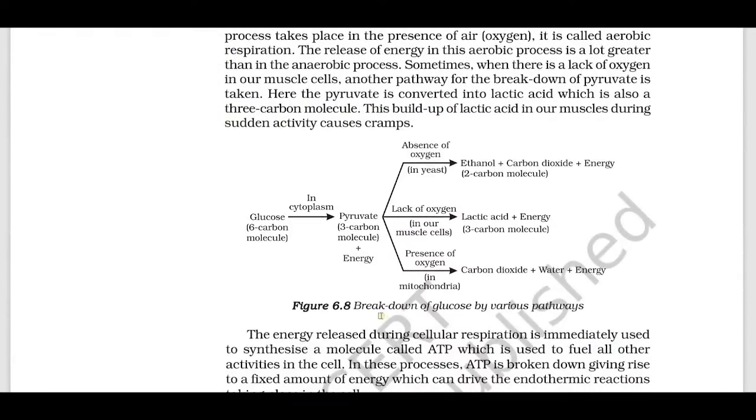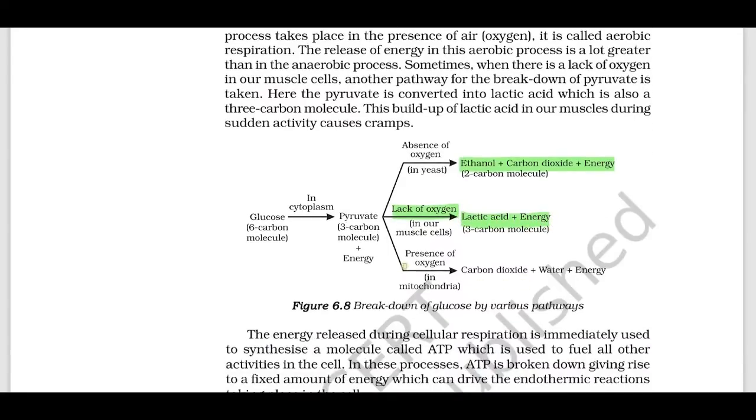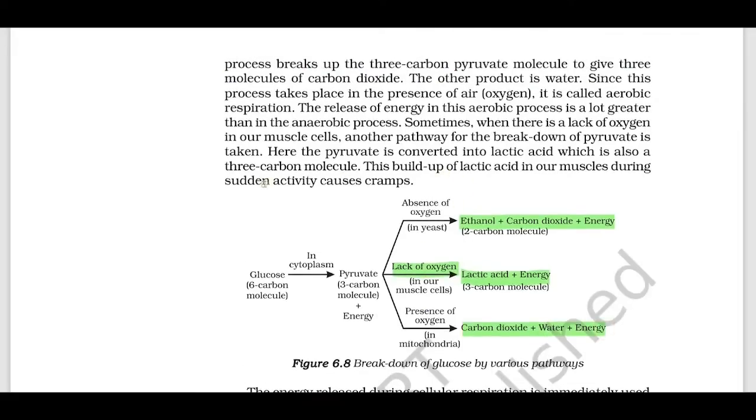Breakdown of glucose by various pathways. The 6 carbon molecule in the cytoplasm is converted into a 3 carbon molecule. Again, in the absence of oxygen, it is converted to ethanol, carbon dioxide and energy. With lack of oxygen, that is in our muscle cells, it is converted into lactic acid and energy. In the presence of oxygen, it gives carbon dioxide, water and energy. During sudden activity, cramps are caused due to the buildup of lactic acid in our muscles. What is the 6 carbon molecule? It is glucose. What is the 3 carbon molecule? It is pyruvate.